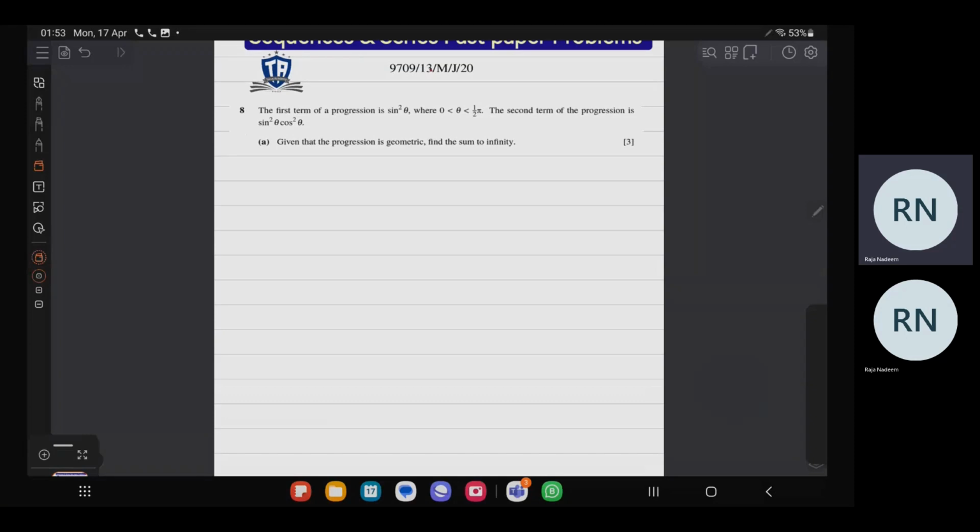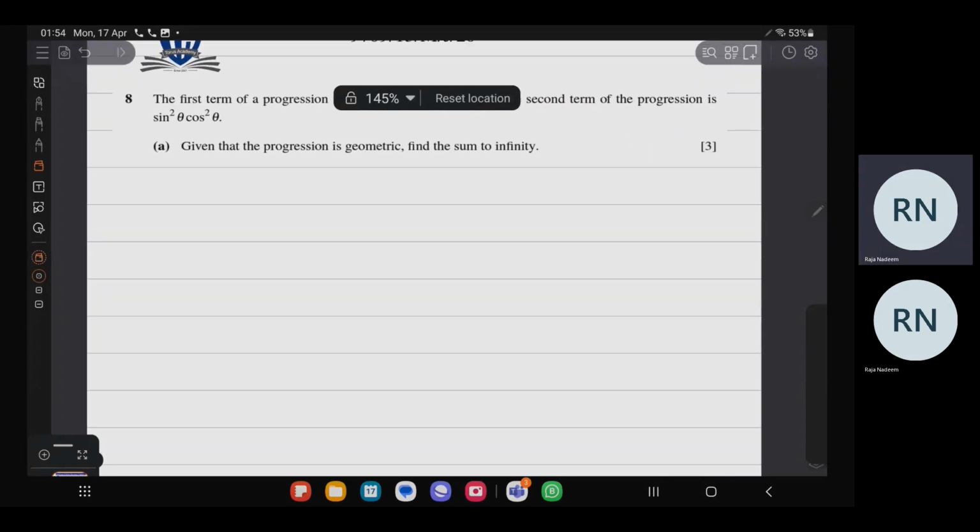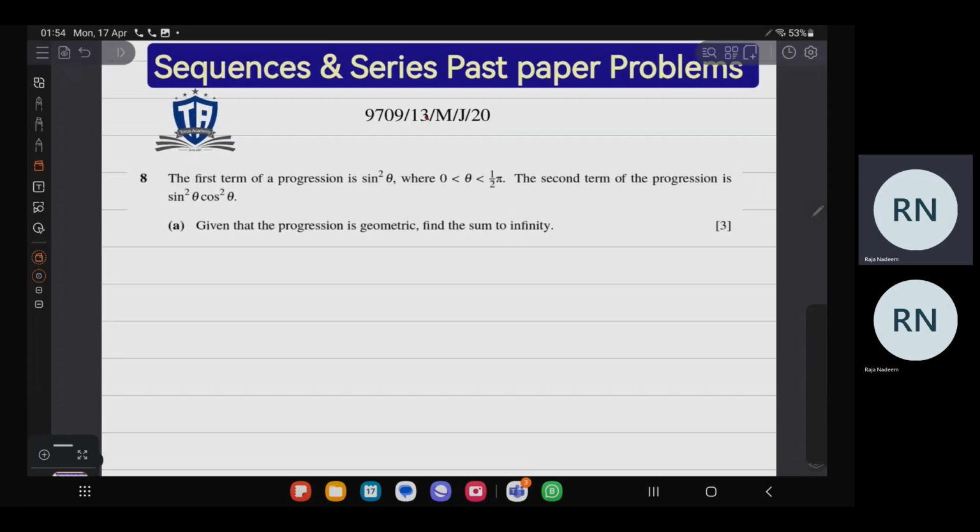The first term of the progression is this. Theta lies in the first quadrant. The second term of the progression is this one. So when we write these progressions, sine square of theta is the first term, the second term is sine square of theta into cos square of theta, and so on. In part A, the progression is geometric. Find the sum to infinity.